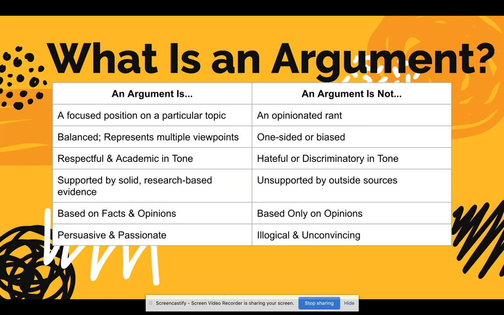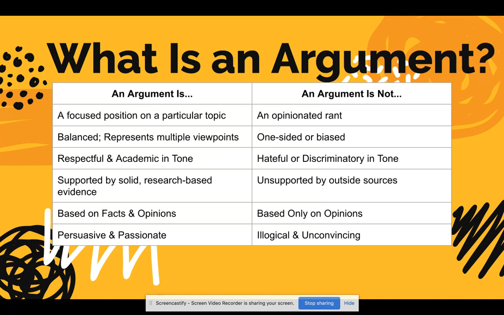We're going to avoid, obviously, hateful and discriminatory tone because those alienate your audience. Not only is that just bad, it shuts people down from the very beginning. So it's not effective for people who don't believe you, who are not on your side. Politicians could absolutely take a lesson from our class.